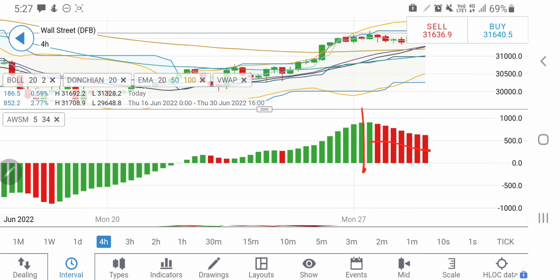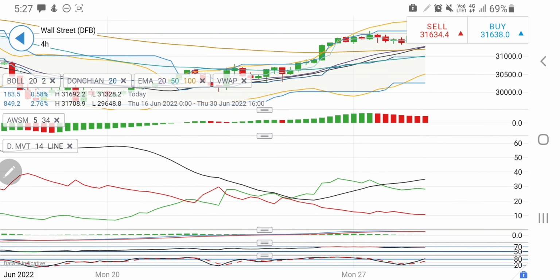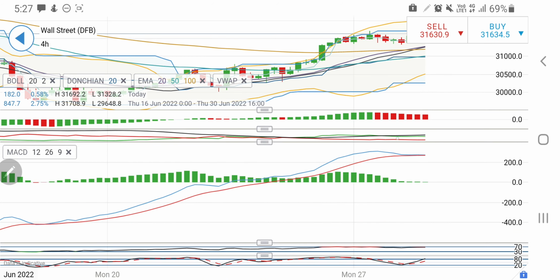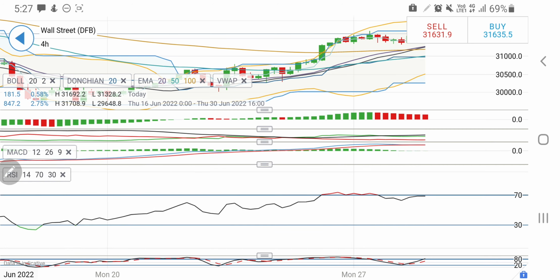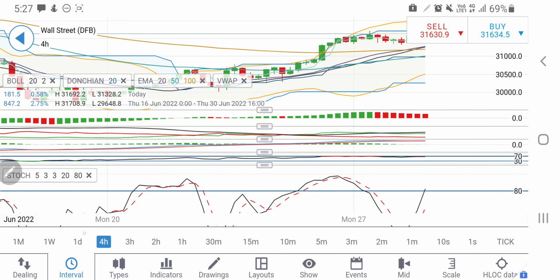The oscillator is trying to give you the red side of the oscillation there. And if you look at the directional movement, it is still bullish. The MACD is on the verge of a crossover here. It was trading green since long and it is trying to cross over for a sell entry. The RSI is near the top. The stochastic is overbought on the 4-hour charts.